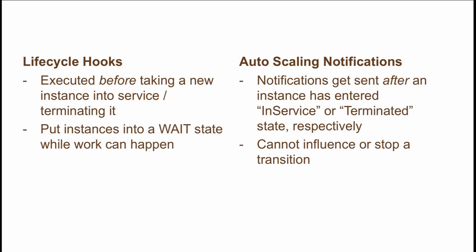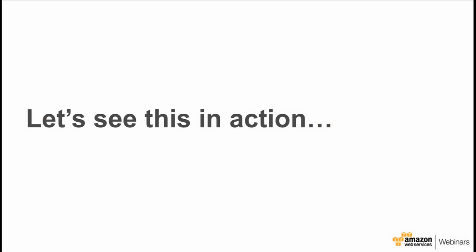So two different things, right? The lifecycle hooks are executed before a new instance is taken into service or before it is being terminated. And the wait state is actually a state that is created so you can run work on those pending or terminating instances. On the other hand, the autoscaling notifications really get sent after an instance has entered the in-service state or if it has entered the terminated state. Right? So you can only react, you can no longer influence or stop the transition.